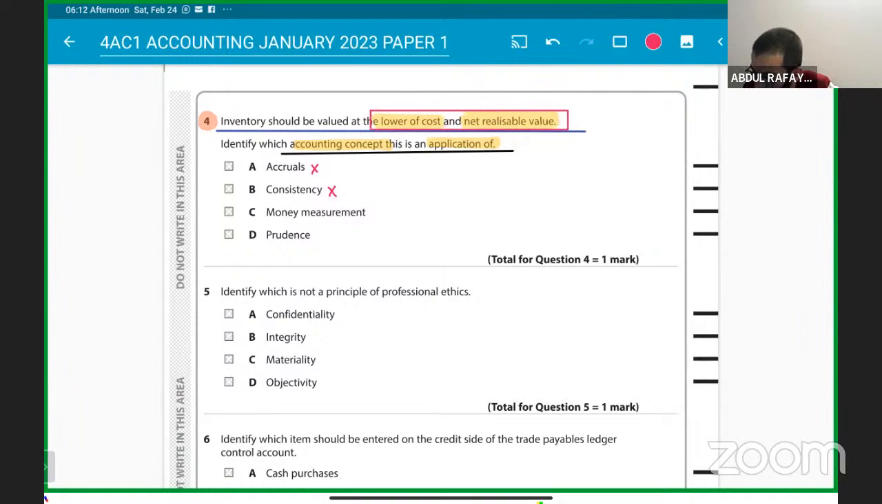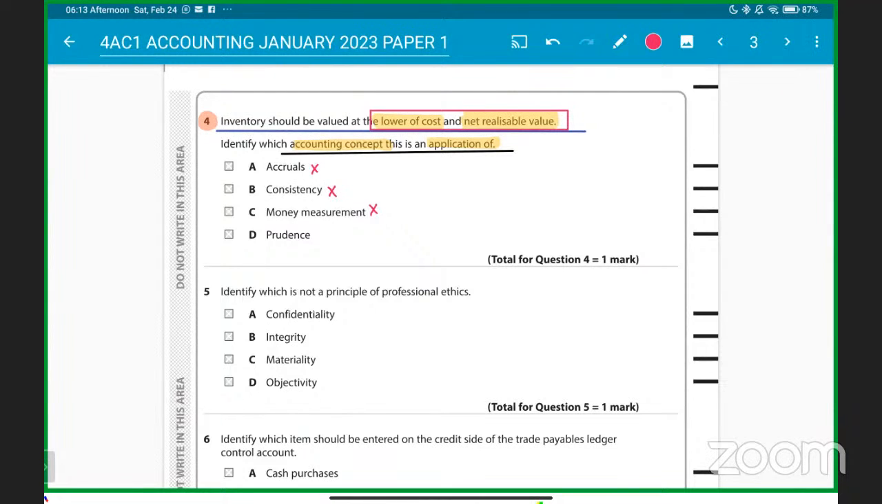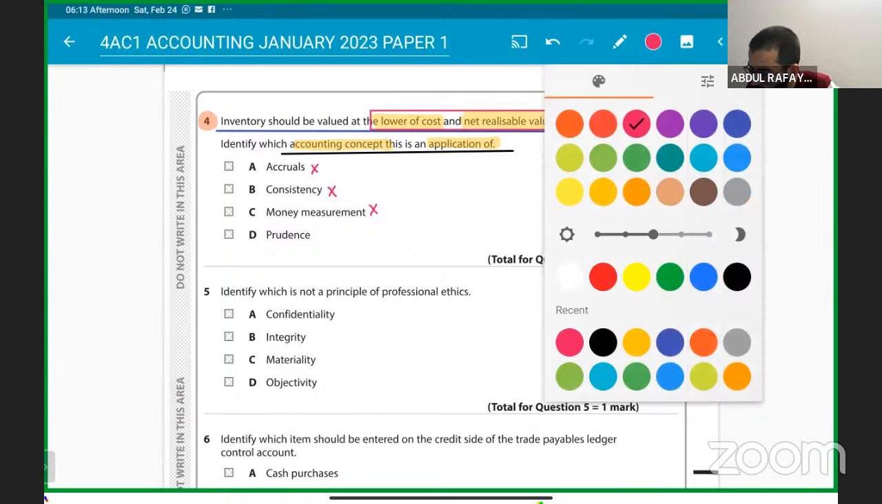Similarly, the money measurement concept is also not possible. Why? Because the money measurement concept states that if you cannot quantify the value of an item, then you cannot record it. For example, goodwill or competition in the business cannot be recorded because you cannot measure it. Only those items which have a monetary value will be recorded in the accounting books. Non-monetary items will not be recorded.